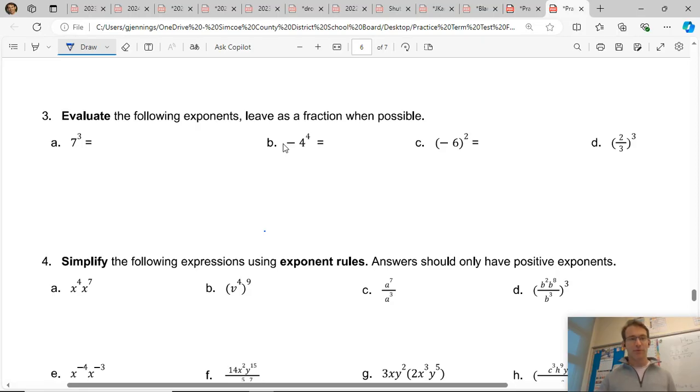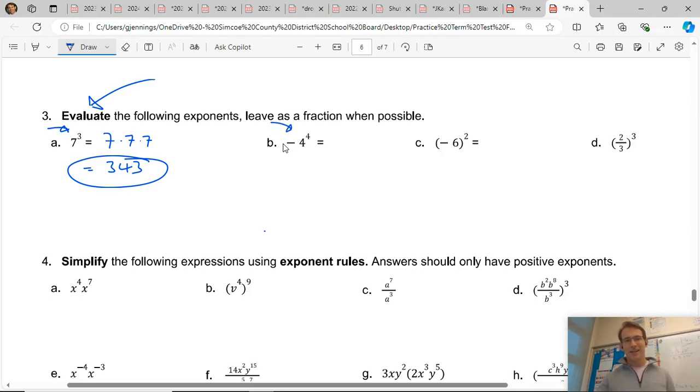Next, we've been asked to evaluate some exponents. That is to say, 7 to the 3, what is that? Well, it's 7 times 7 times 7. I can write it out in expanded form and multiply those. 49 times 7 is 343. Okay, circle that final answer.